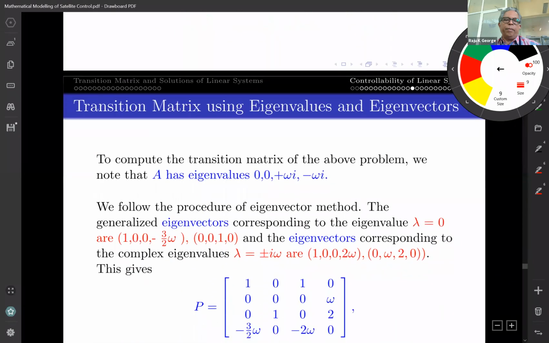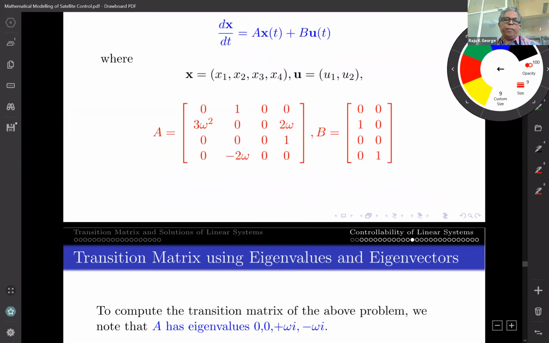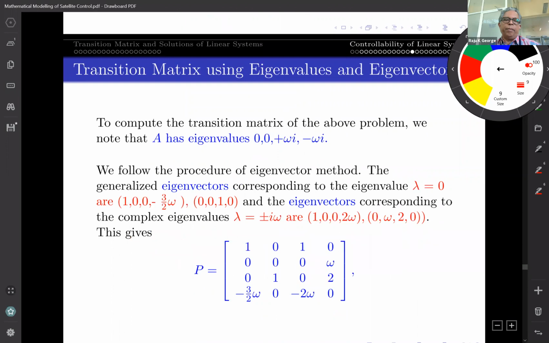Now, to compute the transition matrix for the satellite problem, if you find the eigenvalues of A, they are 0, a repeated root, and plus omega i and minus omega i, the complex conjugate roots. So it has got 4 roots, and we use the procedure of the eigenvector method. You can find the eigenvectors corresponding to lambda equal to 0, a repeated eigenvalue. Corresponding to 0, we have these two eigenvectors, and also corresponding to the complex eigenvalues plus or minus i omega, we have these two eigenvectors here.